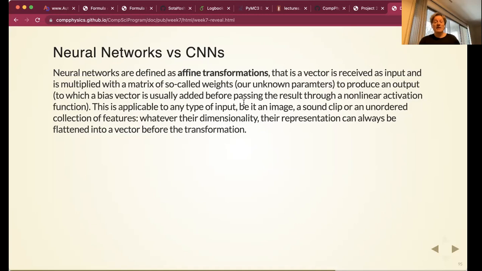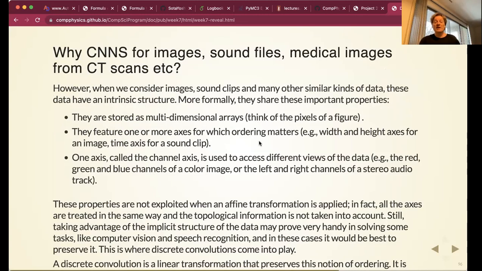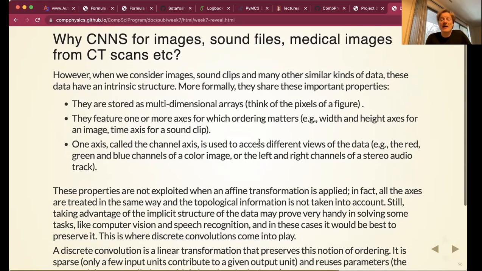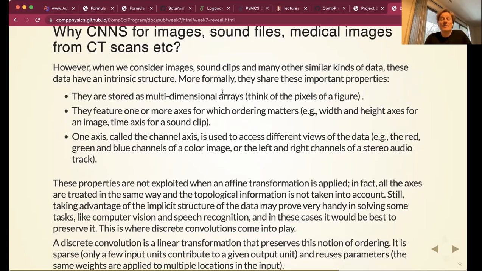This is applicable to any type of input. It could be an image, a sound clip, or just an unordered collection of features. A CNN, as I said, allows us to reduce the dimensionality of the problem.